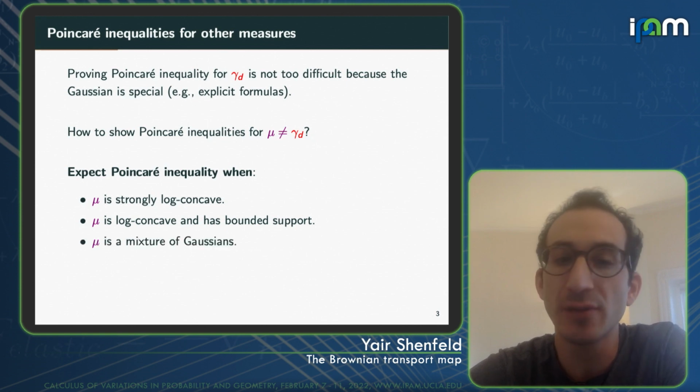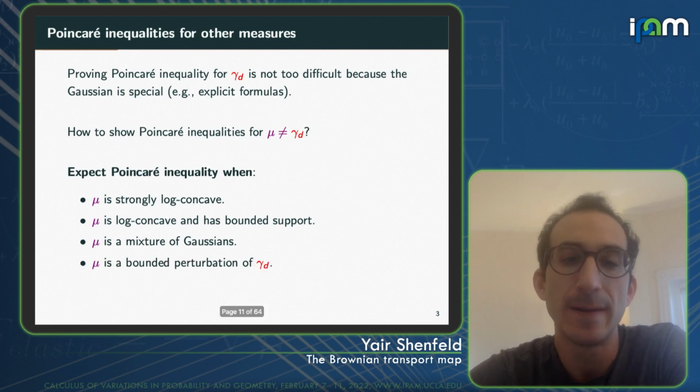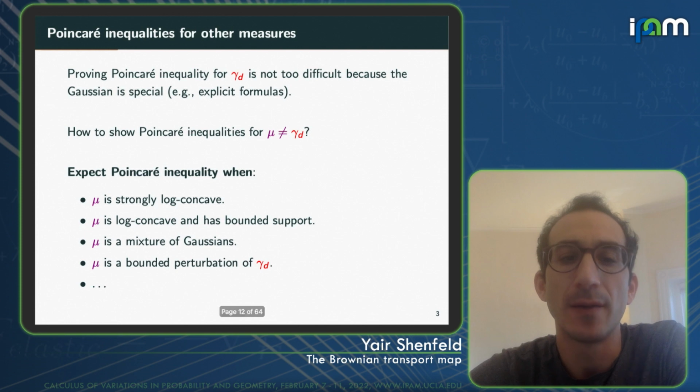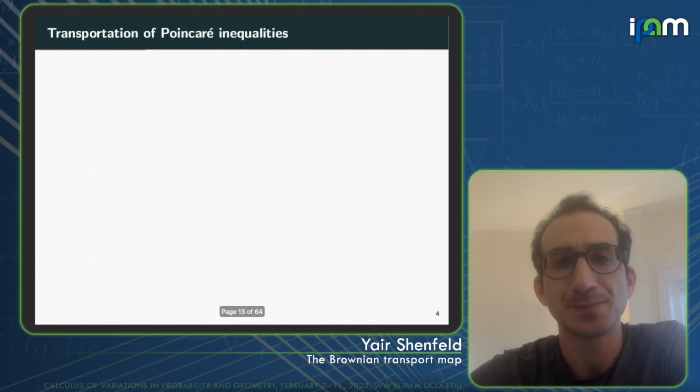It could also be a mixture of Gaussians, because we know the Gaussian satisfies a Poincare inequality, so maybe mixtures as well. Maybe bounded perturbations. In all these cases, we might expect to have Poincare inequalities, and indeed they hold. Of course, there are other examples.